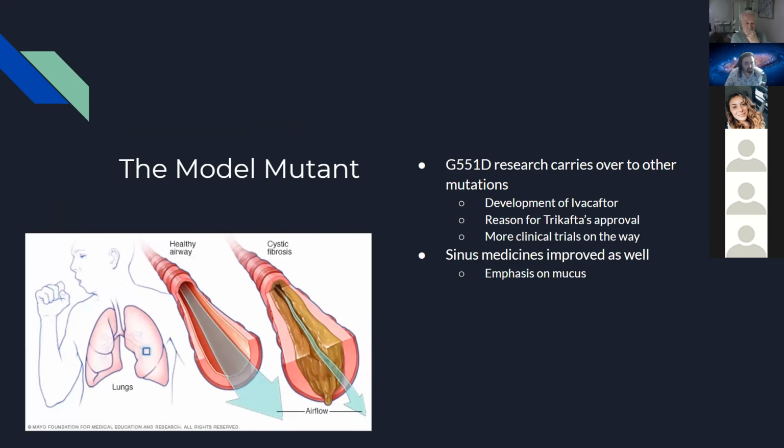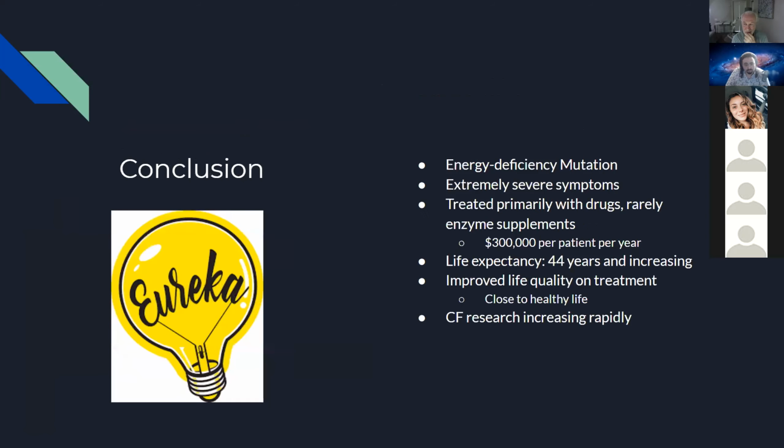So everyone in the science field calls this the model mutant because of its research for both Trikafta and ivacaftor, which is just an active ingredient in Trikafta, with more clinical trials on the way, and it also improves sinus medicines. And this mutation doesn't only affect class 3 mutations, but all of these medicines also correlate to other mutations. So with that said, it's an energy deficient mutation with extremely severe symptoms. It's primarily treated with drugs.